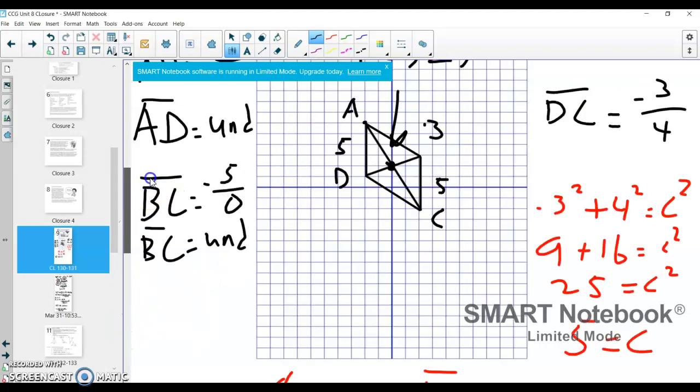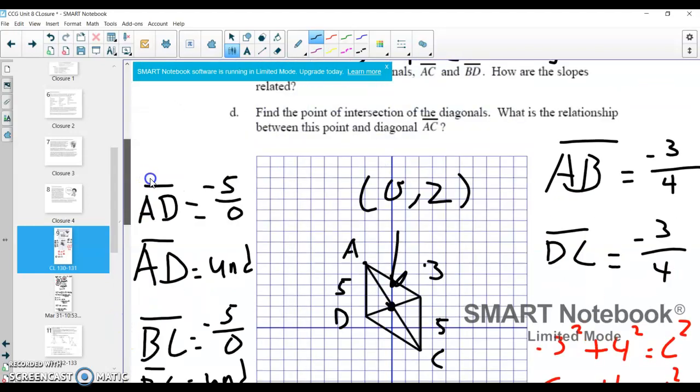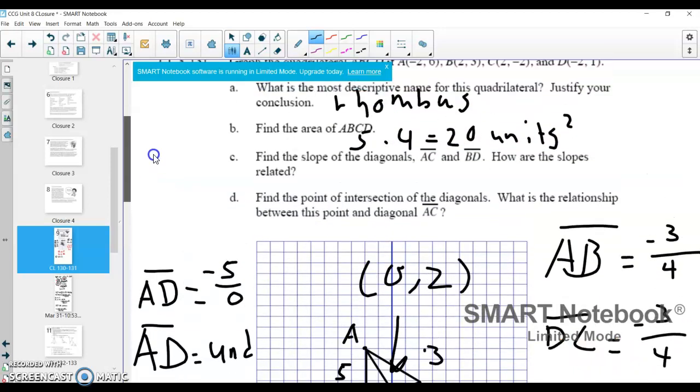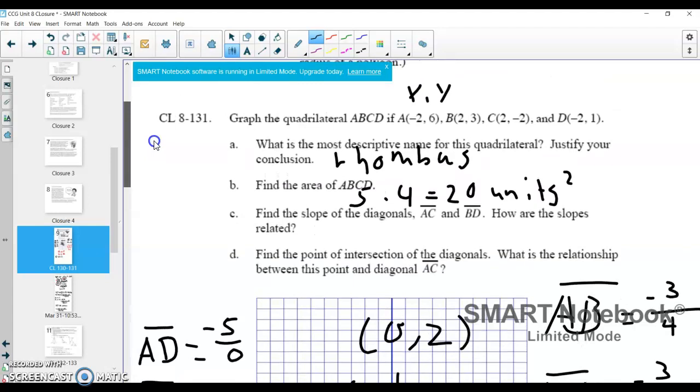All right, and then the part where it says, what is the relationship with AC? Well, to me, I think that point might be the midpoint of AC. So let's try to find what the midpoint of AC is to either confirm or deny that idea. We have A here and C here. For the midpoint, you're going to add your x's together and divide them by 2. You're going to add your y's together and divide them by 2.